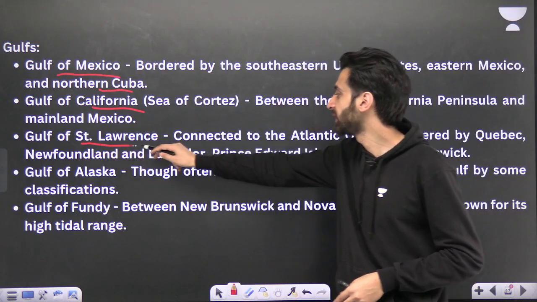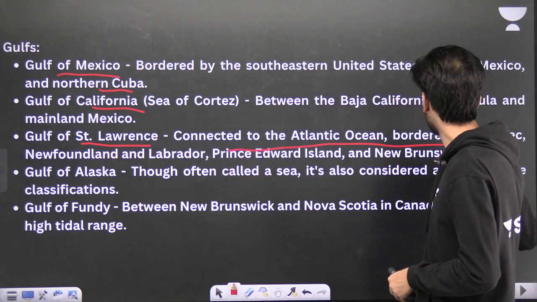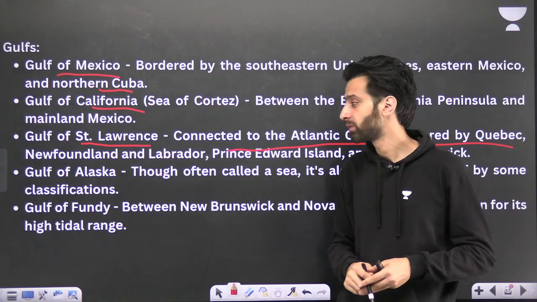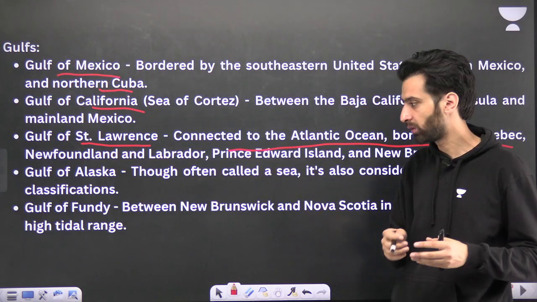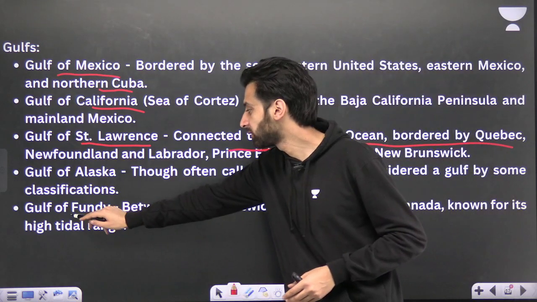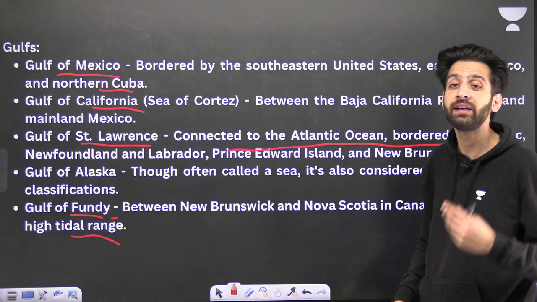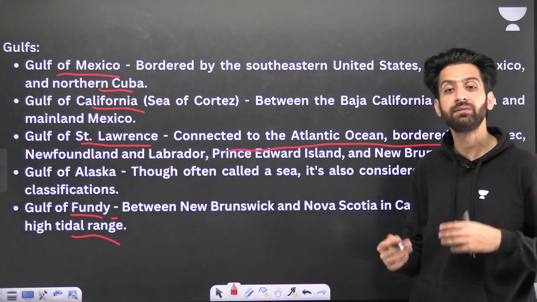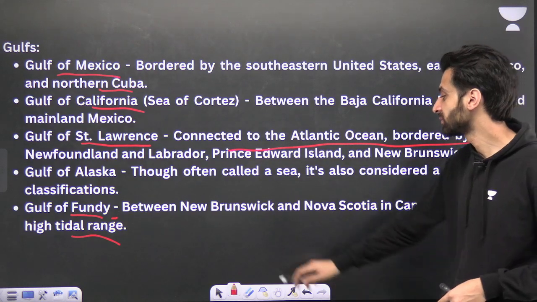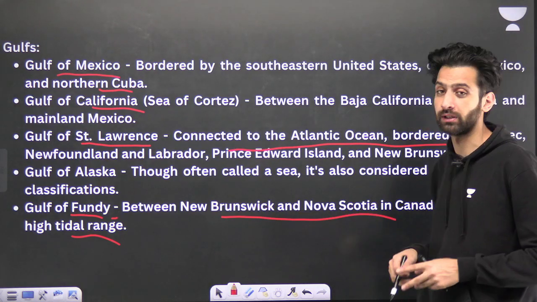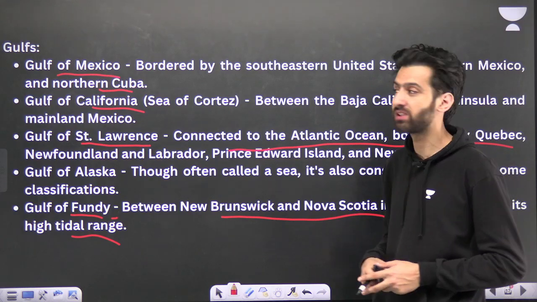Then we have Gulf of St. Lawrence that connects the Atlantic Ocean, that borders the Quebec. I hope you remember that as well. Gulf of Alaska I have already mentioned. And then we have Bay of Fundy, which has a very high tidal range, so the tides are very frequent in this region. So this is between New Brunswick and Nova Scotia. That's what I mentioned about the seas.